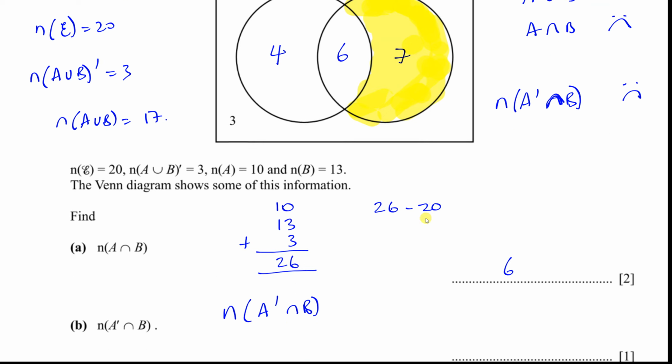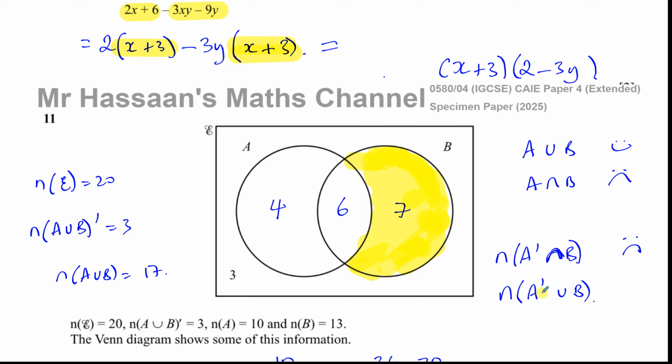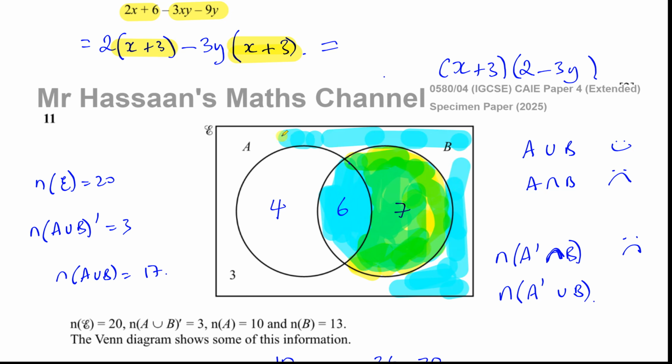If the question, for example, was the number in A complement union B, then I would include this. I would include all of this, let me just do it in a different color, and all of this. And I would also include everything outside these 2 circles. All of this as well. The only thing that wouldn't be included would be that part of A which is outside of B. So here this is A complement union B.